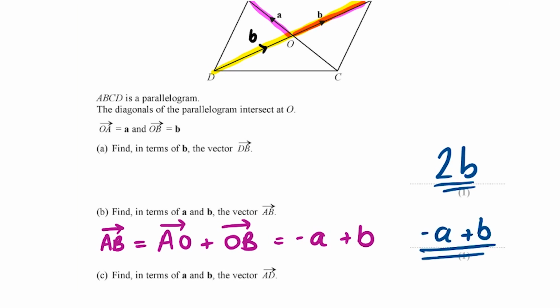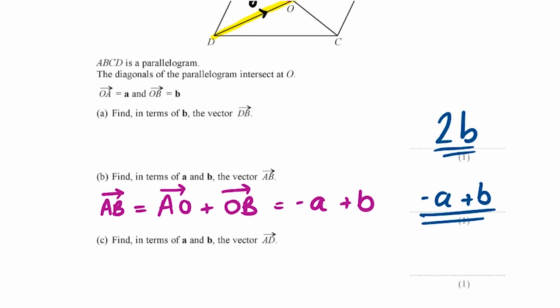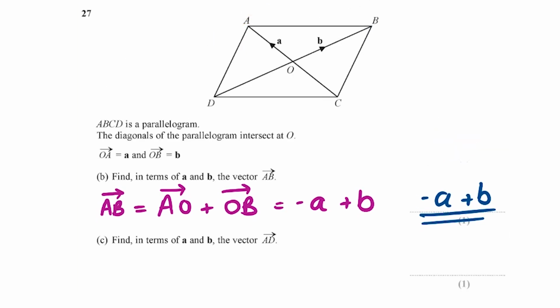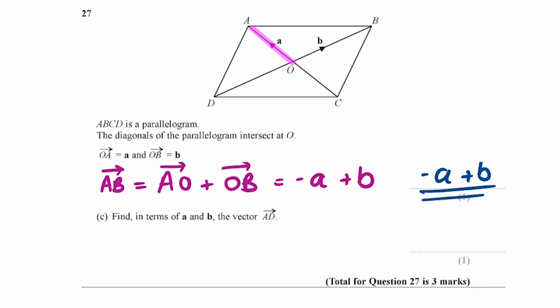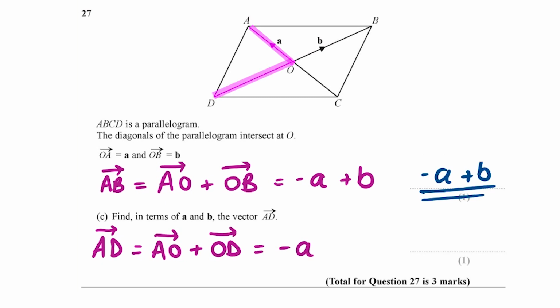And in part c, find in terms of a and b the vector AD. For AD, we would need to go from A to O, which is negative a, and then from O to D. Well, D to O is just b, so we go back in the other direction, so that would be negative b. So negative a add negative b, which actually you can just write as negative a, take away b. And that is it, you're done. Final question of the paper. Well done if you got that, and if that made sense.